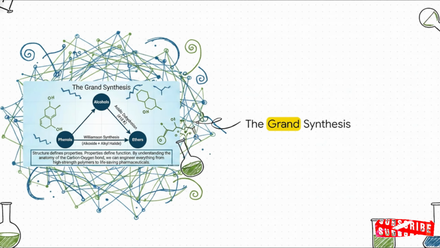This grand synthesis triangle is proof that organic chemistry isn't just a bunch of isolated facts to memorize. It's a connected web. The triangle maps out exactly how chemists fluidly transition between these three distinct molecular families. You can transform an alcohol into an ether using acidic dehydration, or jump from a phenol to an ether using that Williamson synthesis we talked about.